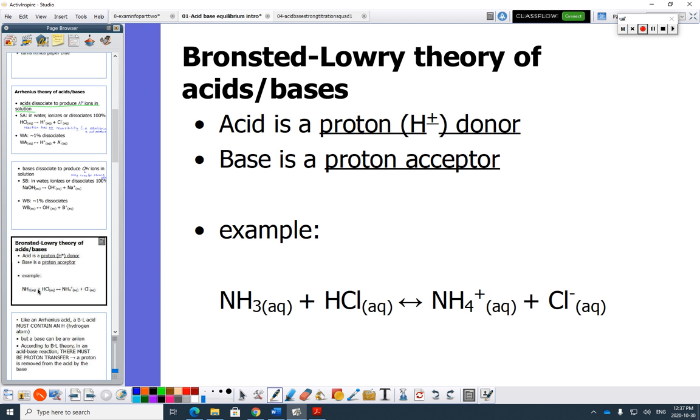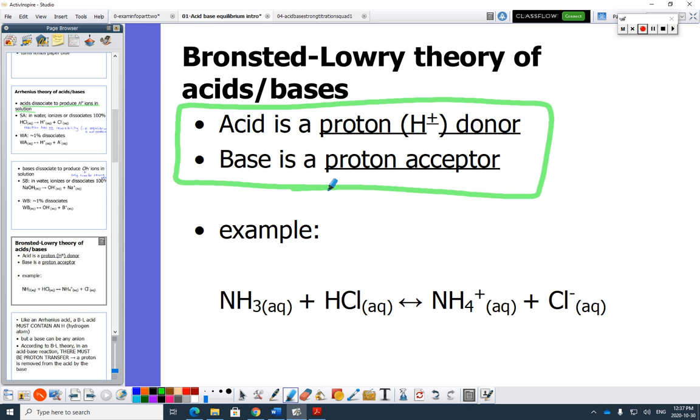Okay, so then we needed a better definition. So this is very important.